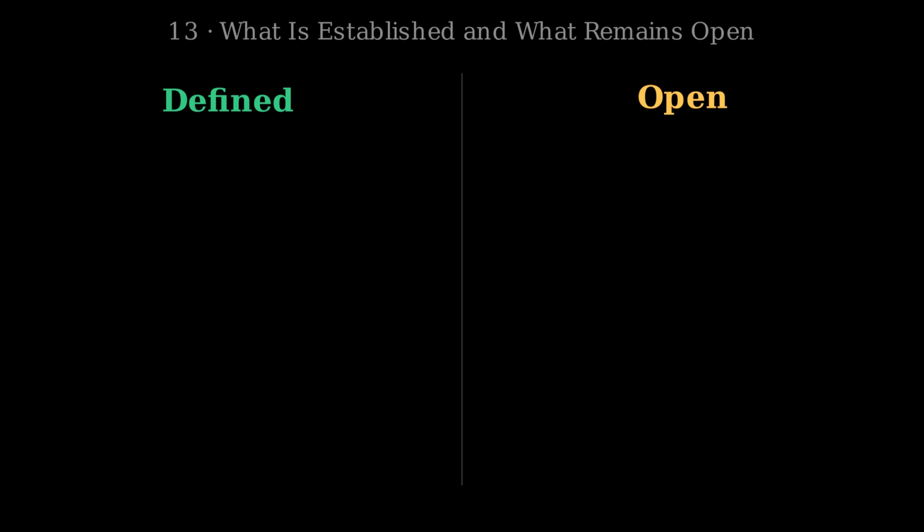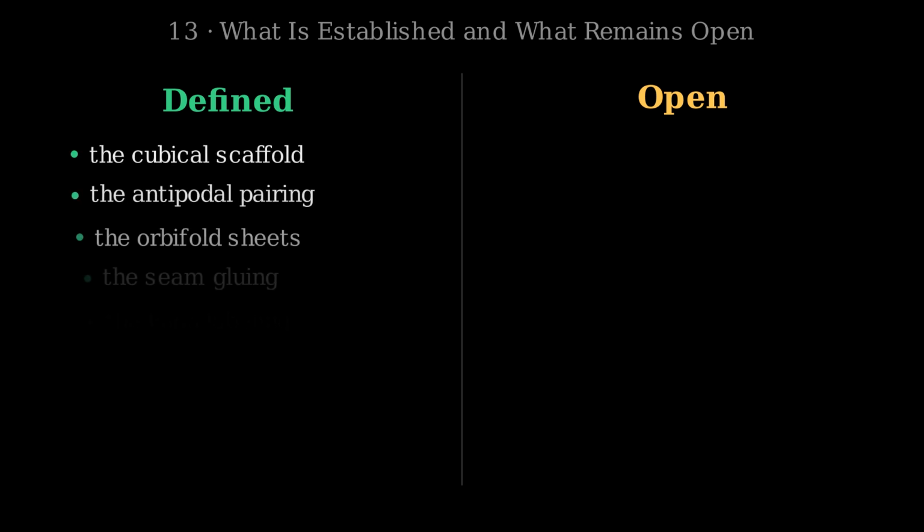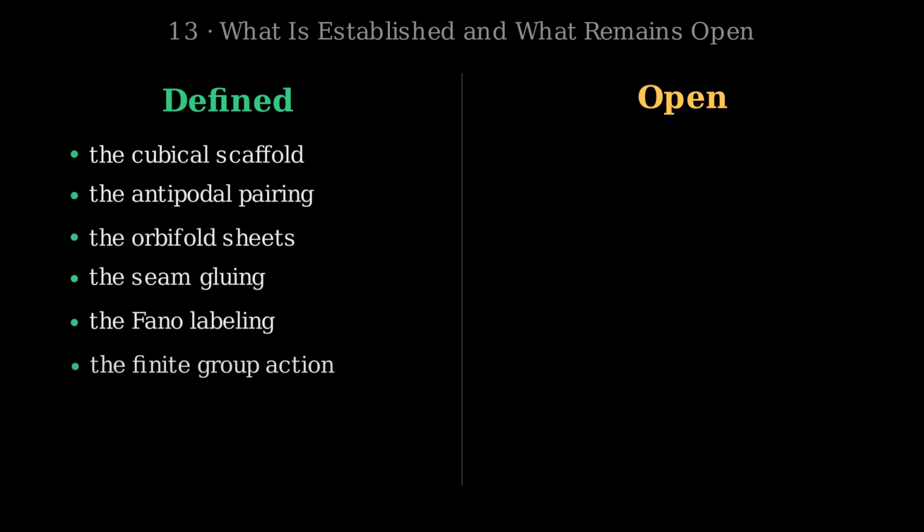It is important to distinguish the parts of this construction that can be defined immediately from the parts that remain conjectural. The cubical scaffold, the antipodal pairing, the orbifold sheets, the seam gluing, the Fano labeling, and the finite group action can all be stated as precise mathematical data. What remains open is the deeper theory built from that data.